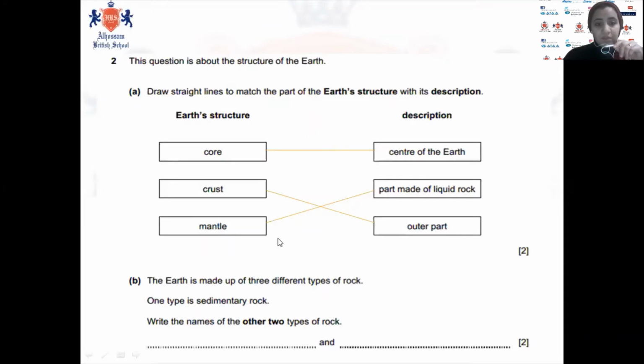The Earth is made up of 3 different types of rocks, okay? One of them, sedimentary rocks. Write down the name of the other 2 types. Okay, yes, Hassanin? Metamorphic and igneous. Excellent, Hassanin. Metamorphic and igneous rocks. Okay, so you need this for the exam. Igneous rocks and metamorphic rocks and sedimentary rocks.